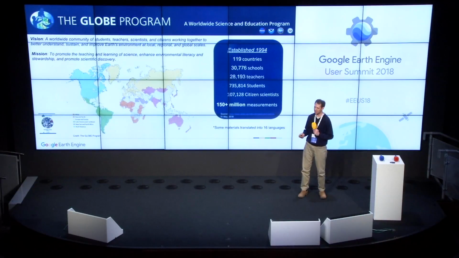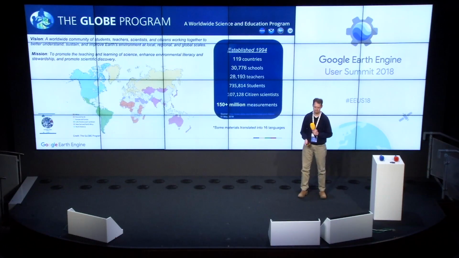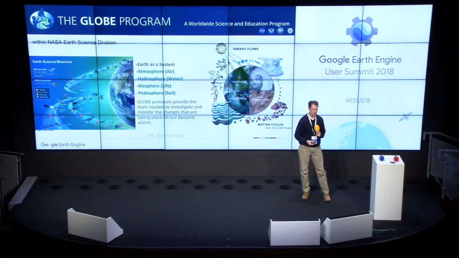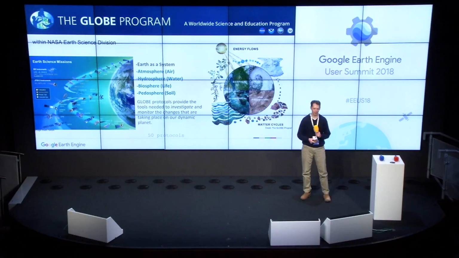When we're talking about uncertainties in models, maybe you can actually send some students out to help you collect some measurements. This database has over 150 million measurements that will work with a lot of the projects that people have been talking about here. And so the GLOBE program is actually part of NASA's Earth Science Division. It's not under the education department, education arm. It is specifically under the NASA Earth Science Division to help us understand Earth as a system, as well as specific pieces of that, including atmosphere, hydrosphere, biosphere, pedosphere, all the things that people have been talking about today.